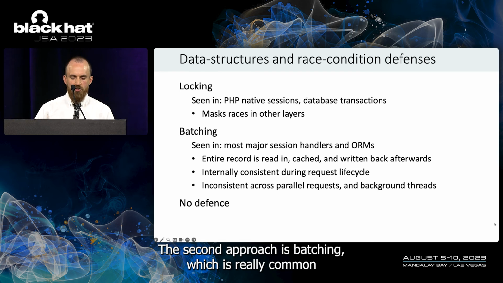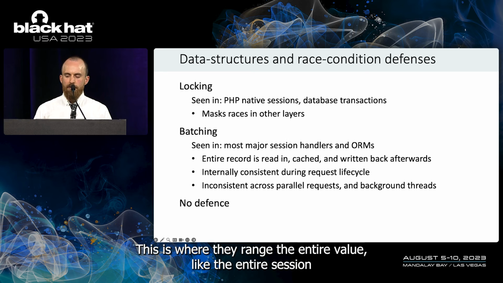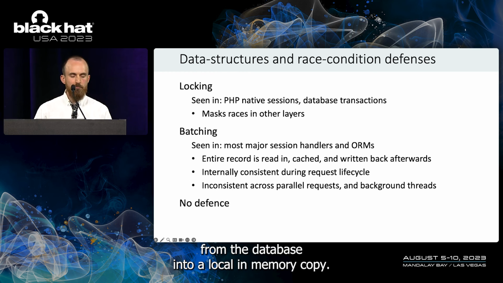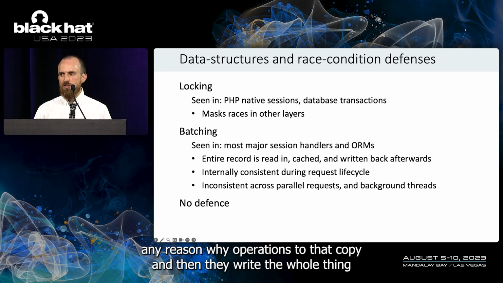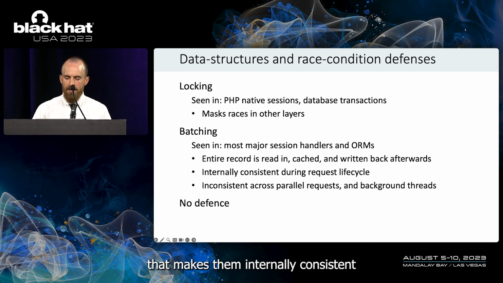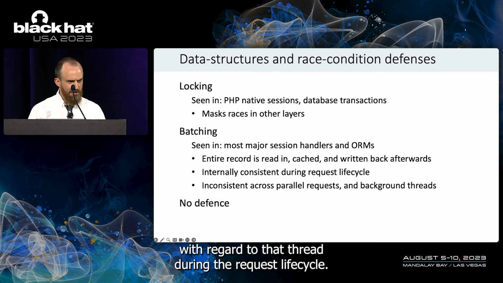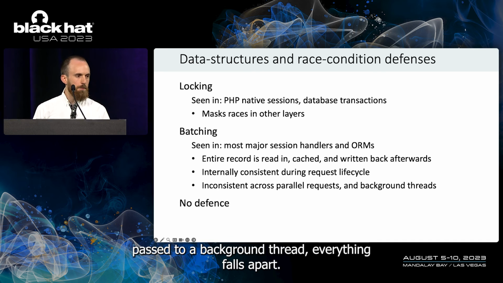The second approach is batching, which is really common in most modern session handling systems because the performance is pretty good. This is where they read the entire session from the database into a local in-memory copy when they get your request. They apply any read and write operations to that copy, and then they write the whole thing back to the database at the end of the request lifecycle. That makes them internally consistent with regard to that thread during the request lifecycle. But as we saw on GitLab, as soon as data gets passed to a background thread, everything falls apart.